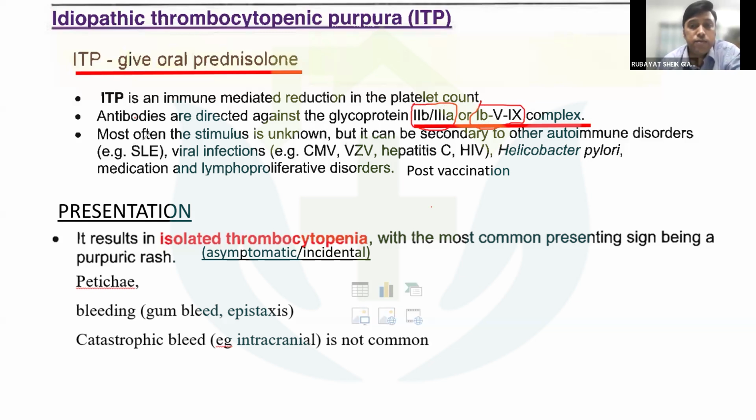These antibodies are usually formed after a viral infection, after vaccinations, maybe in other autoimmune disorders like SLE. You get autoantibodies forming against these complexes, leading to destruction of the platelets.